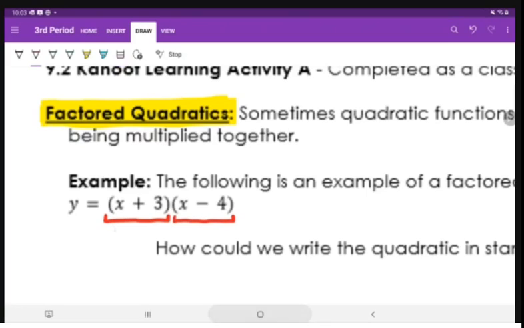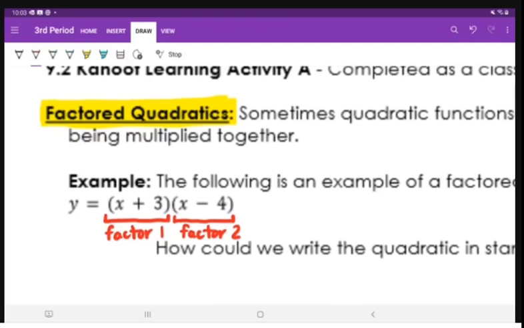This is a quadratic that is written in the form of two things being multiplied together. So the first part of the multiplication is our first factor. We'll call this factor 1. And then the second piece of the multiplication is our second factor, factor 2. This is made up of two factors. Does everybody see that? It's a pretty basic concept, but we're just learning some new terminology here.